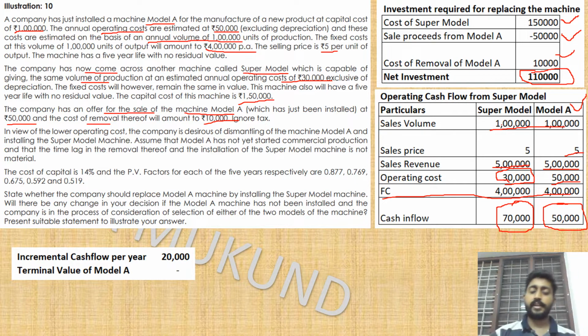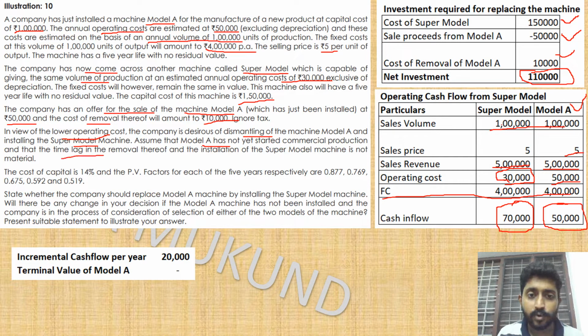The production team, the technical team, has worked out this detailed plan and is placing it with the finance department. The finance department will review this and take it to the top management for approval. In view of the lower operating cost, yes, the super model has lower operating cost, there is a desire to dismantle model A and install the super model. Assume model A has not yet started commercial production. The time lag of removal and installation is not material, so this will not cause delay to the project.